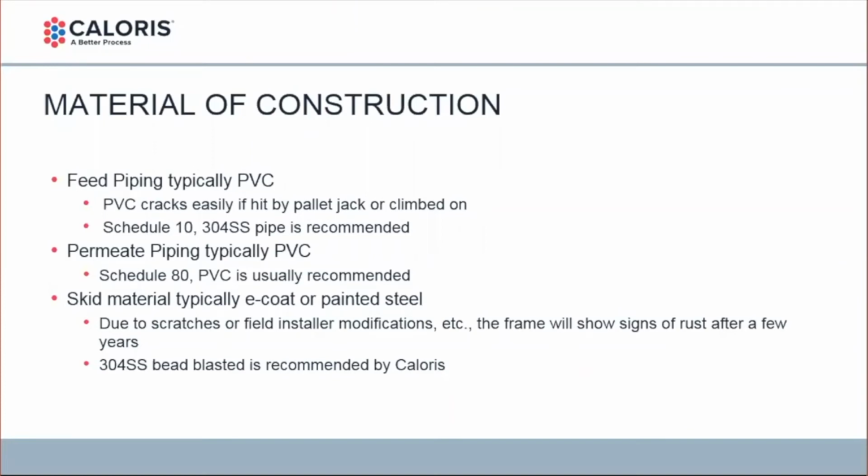Skid material, typically E-coat or painted steel. Pretty much everybody uses that. Over 1 to 2 years, we see those type of frames already showing signs of rust. It's typically because it gets scratched very easily, and the field installer usually makes some modifications. He drills into the steel, and there you go, a big rust spot. Caloris typically would recommend a 304 stainless bead blasted frame, and that's actually our standard.